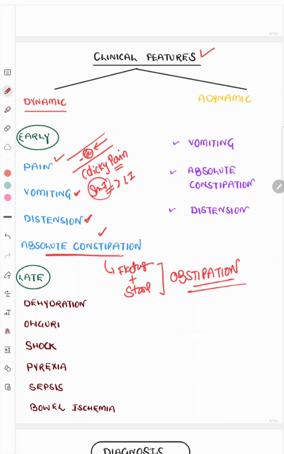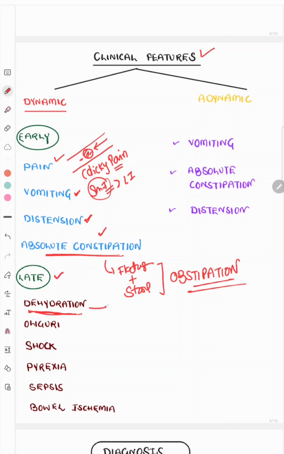So when you are going to ask about the history, you will ask about the pain, vomiting, distension and absolute constipation to make the diagnosis of dynamic obstruction. So these are the early features. Let's consider for 1 or 2 days. After 2 or 3 days, the patient enters the late stage of intestinal obstruction, in which the features are dehydration.